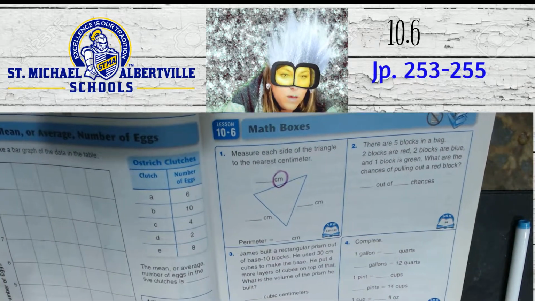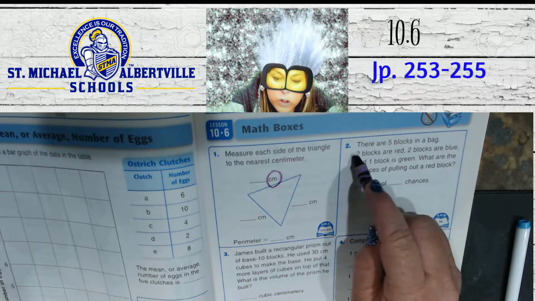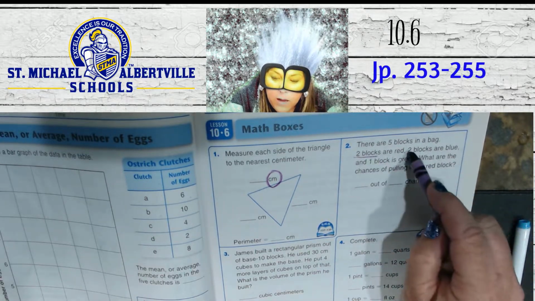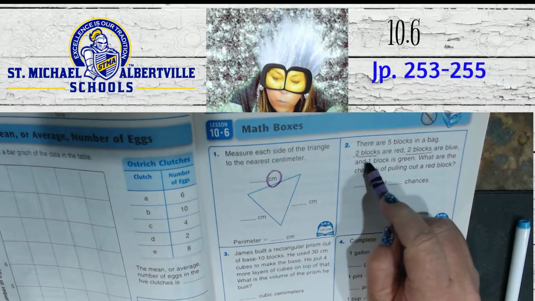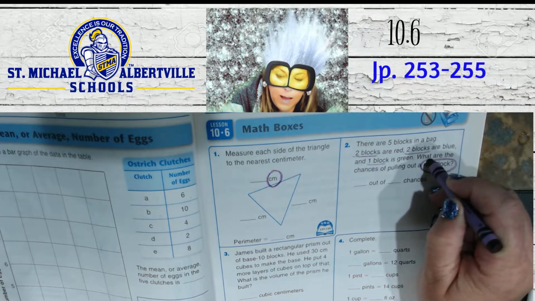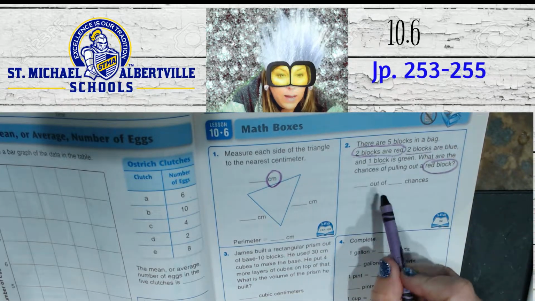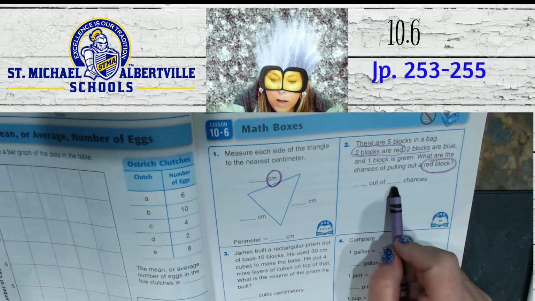The other thing you're going to do here: there are 5 blocks in a bag. 2 blocks are red, 2 blocks are blue, 1 block is green. What are the chances of pulling out a red block? You only need to look at the red. You put how many reds there are out of how many total.